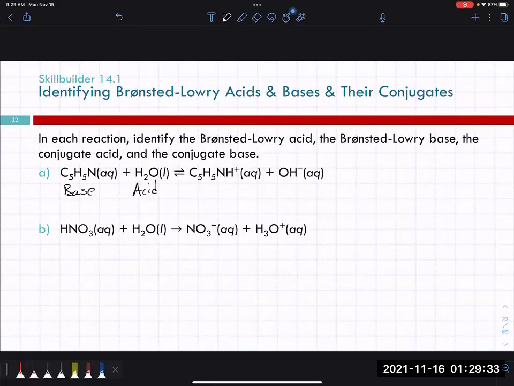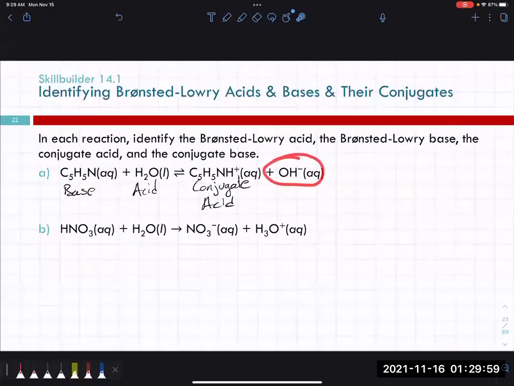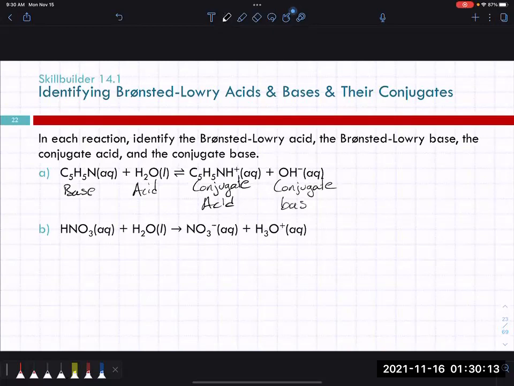So the conjugate acid and conjugate base are just going to be the opposite of these on the product side. If C5H5N is our base, then on the product side it's going to be our conjugate acid. And if water was our acid over here, then the OH minus on the product side is going to be our conjugate base.